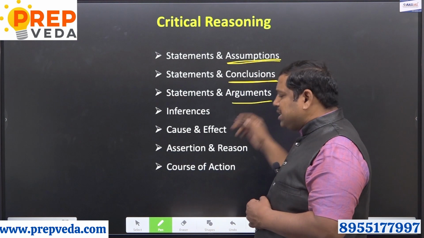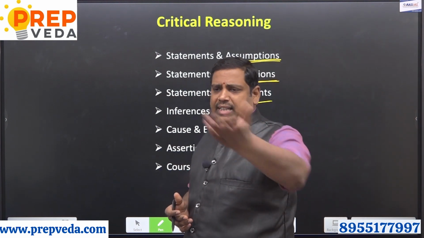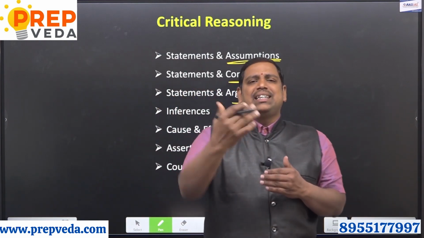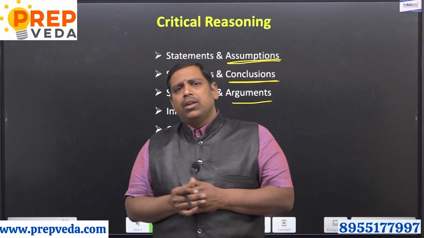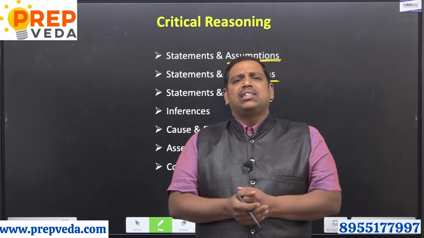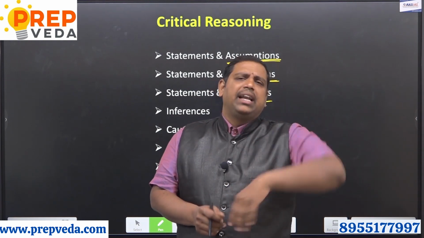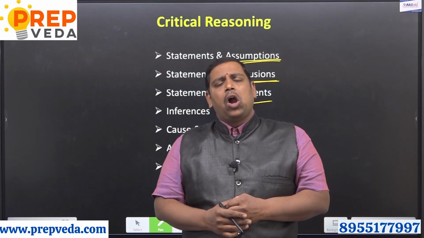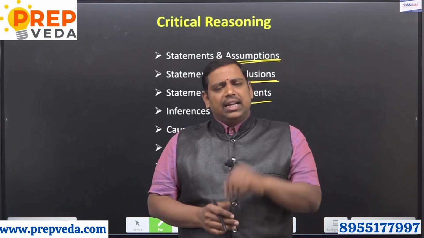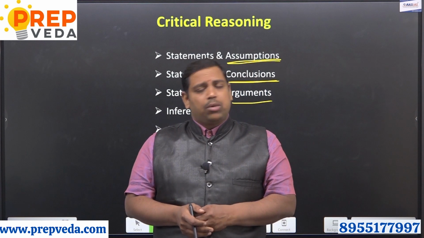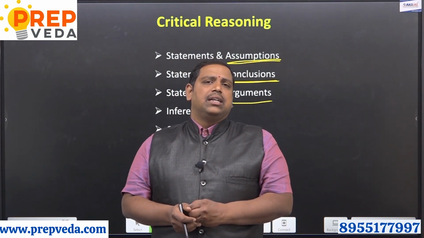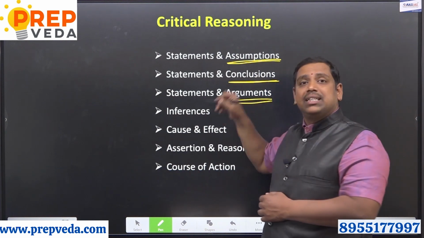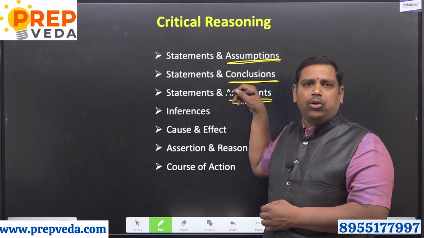Statements and arguments. Suppose the government has recently announced that the women's minimum marriage age has been increased from 18 to 21. Some people say no, it should be 18 only and should not be increased. Others say it should be raised to 21, that is correct, because nowadays maturity levels are not much better than in earlier days, so it should be increased. So that means there is an argument. We will discuss such arguments also in the classroom.